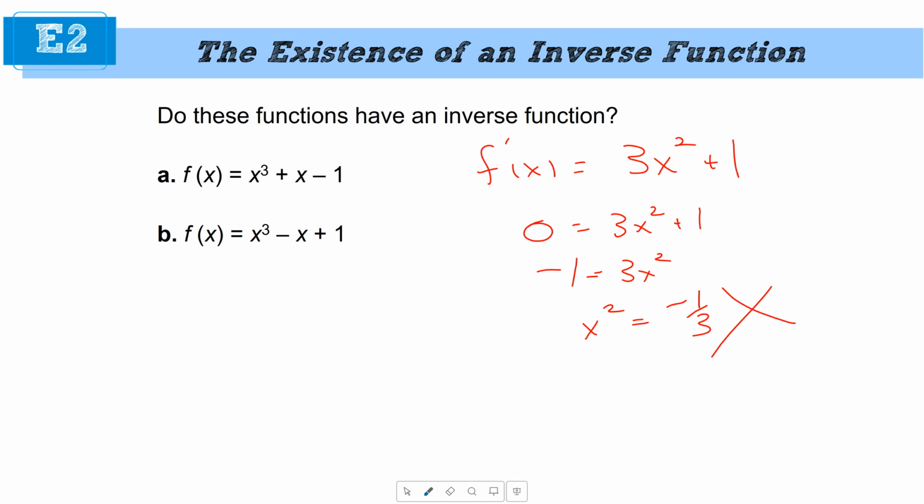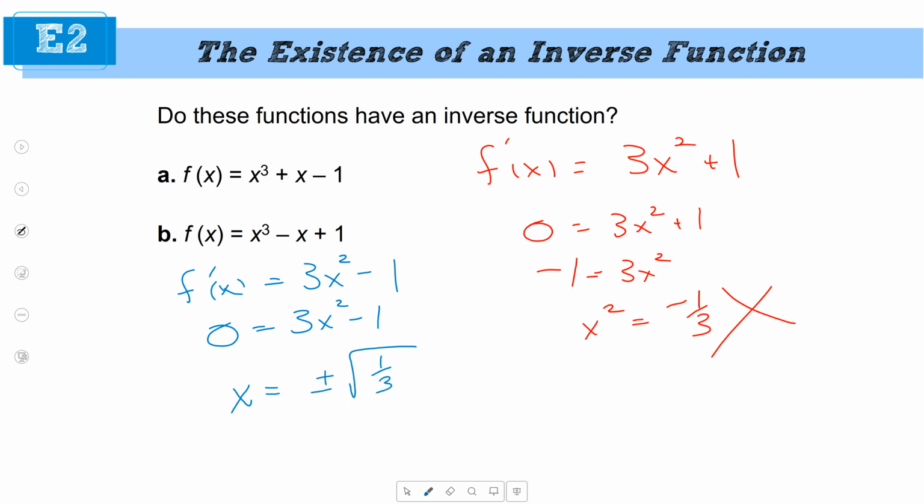Okay, part B. Now, you can pretty much assume that part B is not going to work out, because I designed it that way. So for part B, f prime of x is 3x squared minus 1. Set it equal to 0, and therefore x is equal to plus or minus the square root of 1/3. Which now all of a sudden I have critical numbers.